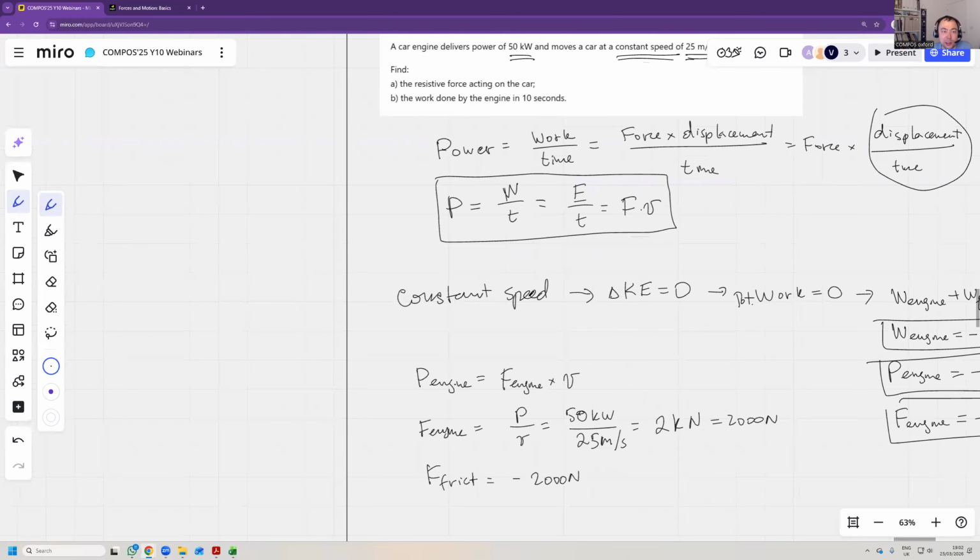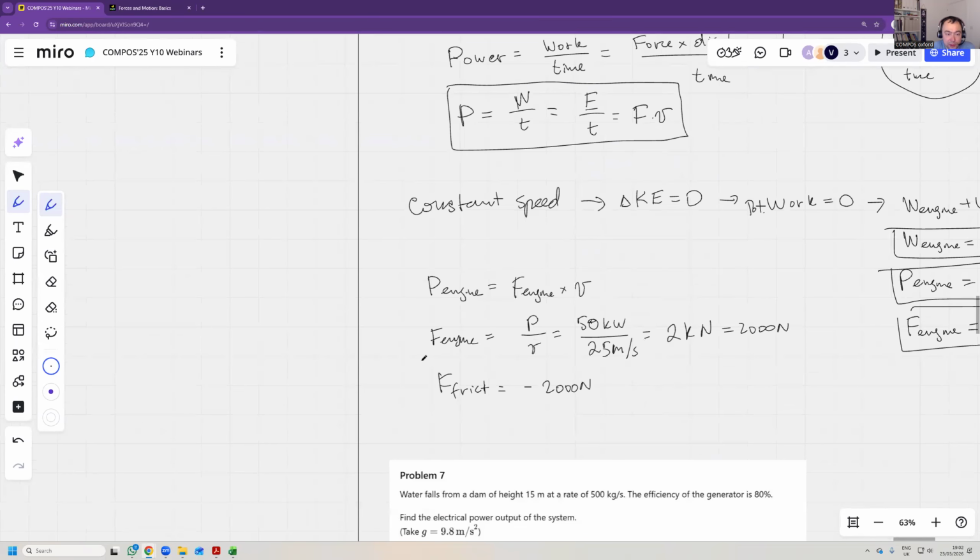The work done by the engine in 10 seconds. So part B, work is force. Oh, no, it's power times time. It's power times time. And it's 50 kilowatts times 10 seconds, which is 500 kilojoules. That's it, 500 kilojoules.